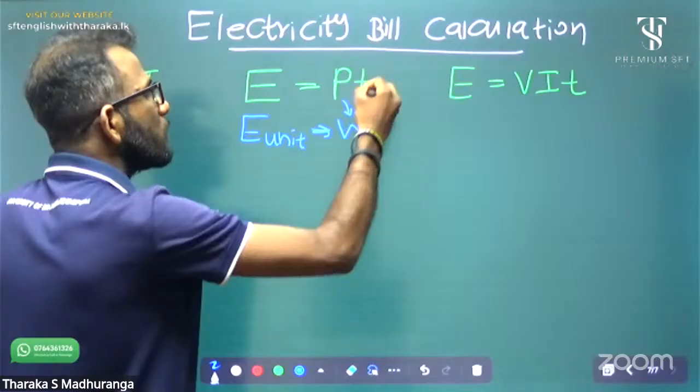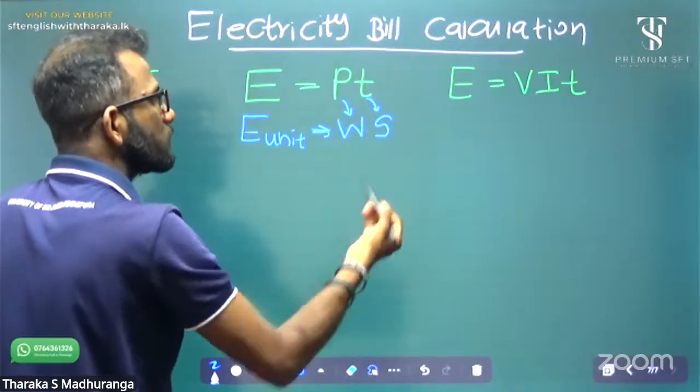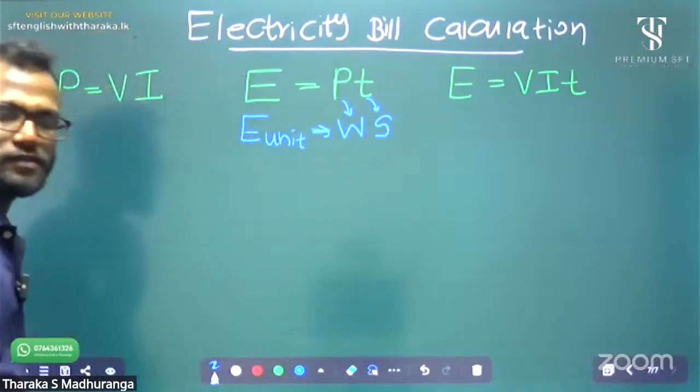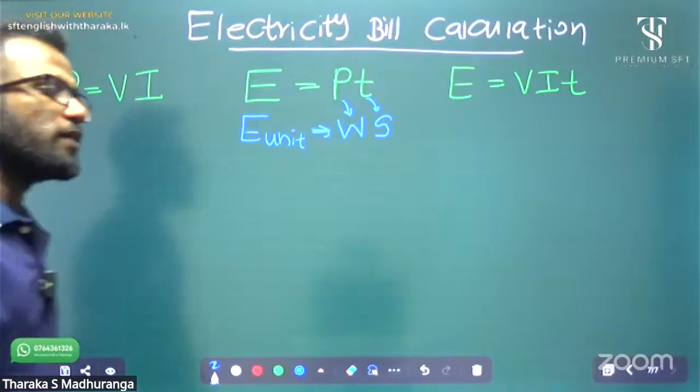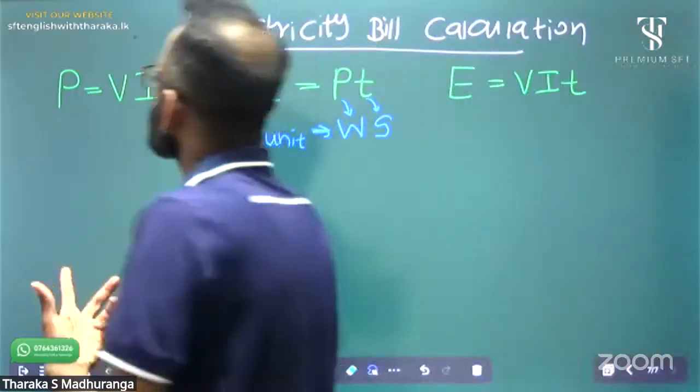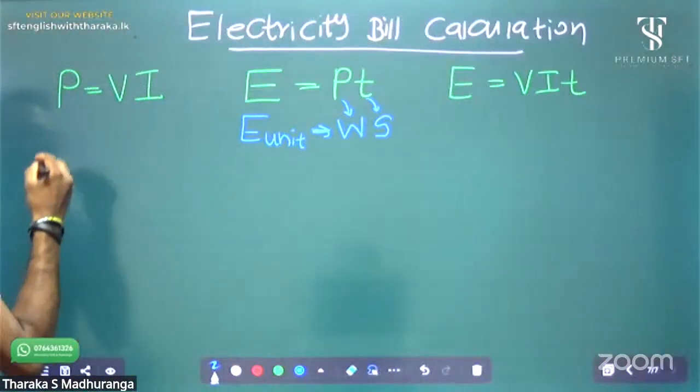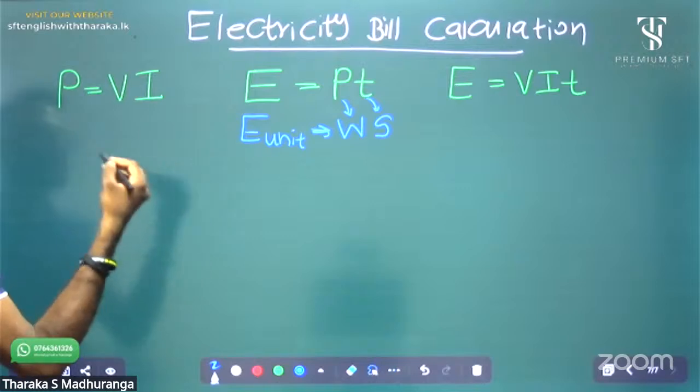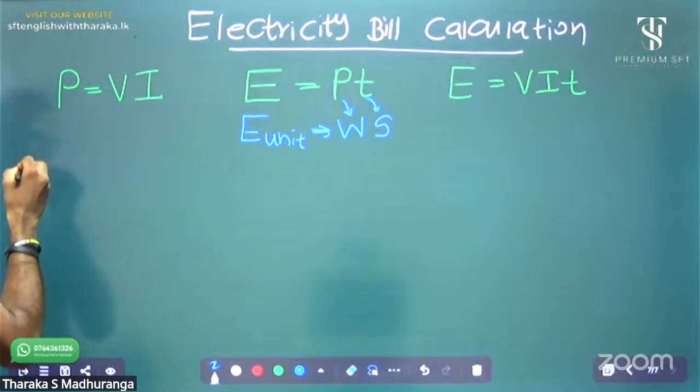Power unit: watt. Time unit: seconds. What do we call watt seconds? We call it joules. But in electric energy calculation and measurement, the industrially used unit is different.